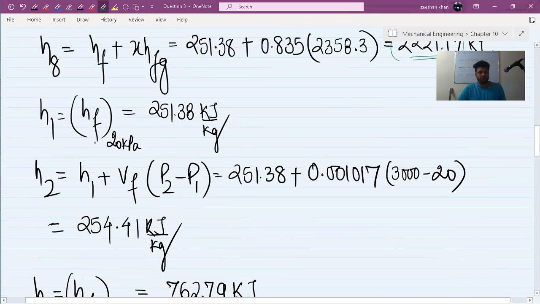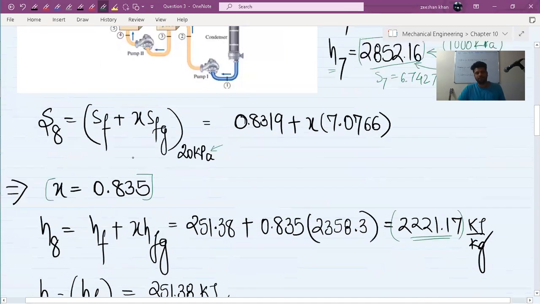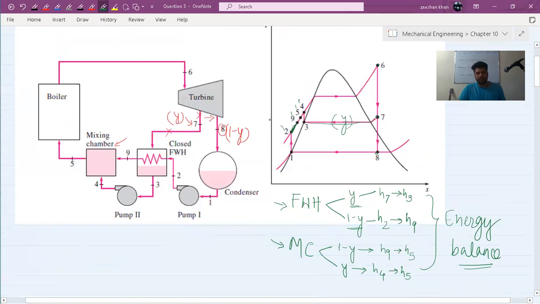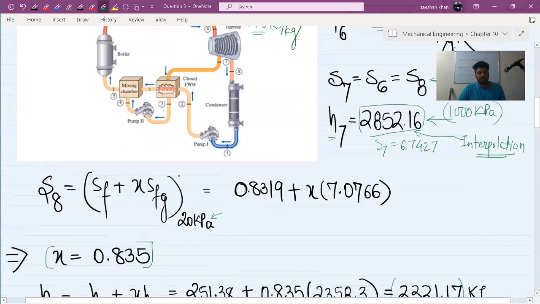H1 equals HF at 20 kilopascals, and that is true. So you have H1 that is here, so it's supposed to be HF at 20 kilopascals.